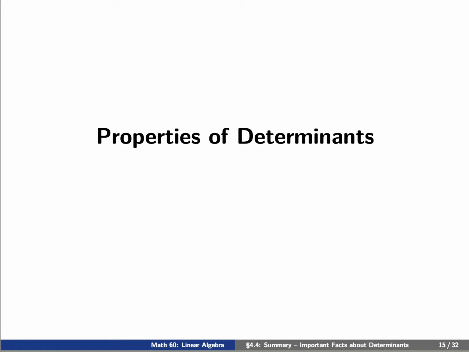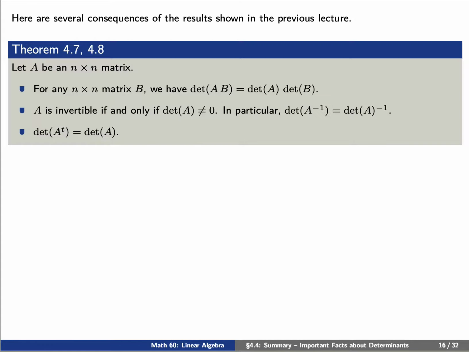Today we're going to use all of this and talk about a couple more special properties of determinants. Here are a few consequences based on the results from the previous lecture. Let's say that A is an n by n matrix. Then for any other n by n matrix B, the determinant of A times B is the determinant of A times the determinant of B.